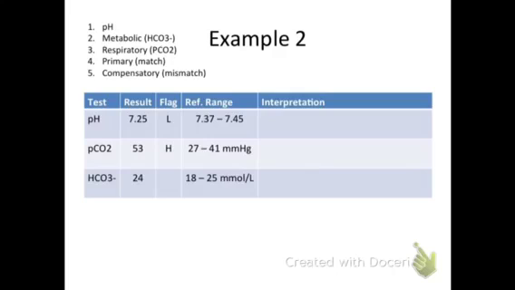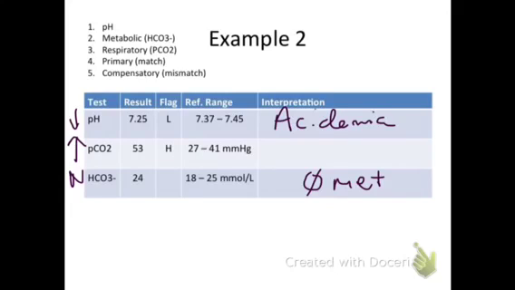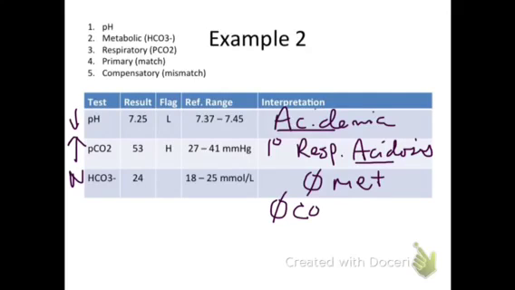In this example, the decreased pH indicates an acidemia. The normal bicarbonate concentration indicates the absence of a metabolic process. The increased PCO2 indicates a respiratory acidosis. The primary process is the respiratory acidosis because the acid in the acidosis matches the acid in the acidemia. Therefore, the respiratory system is diseased and is causing the change in the pH. There is no metabolic compensation, so there's no compensation, and that's because the bicarbonate is within normal limits.